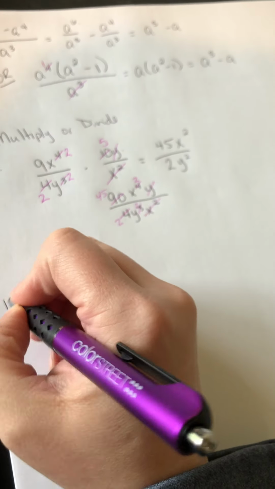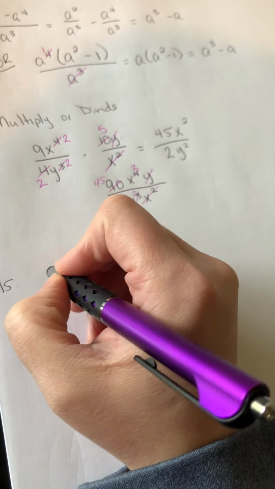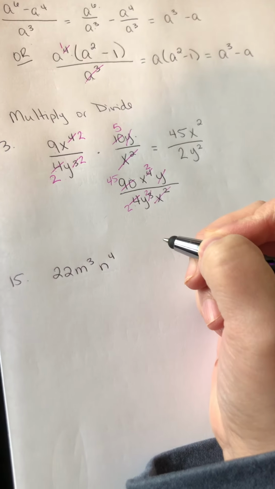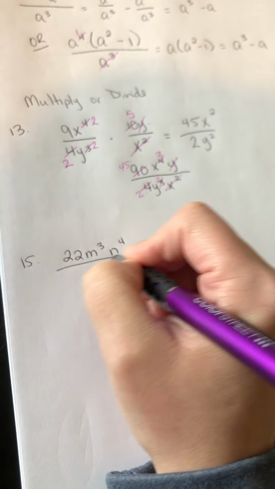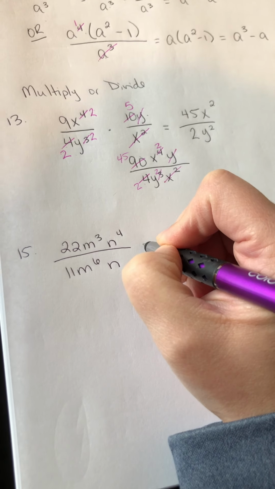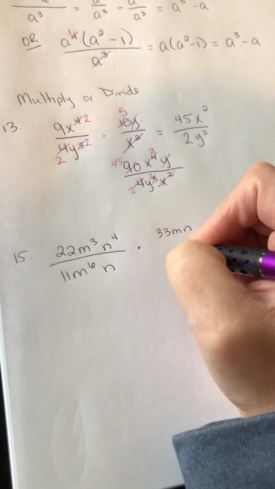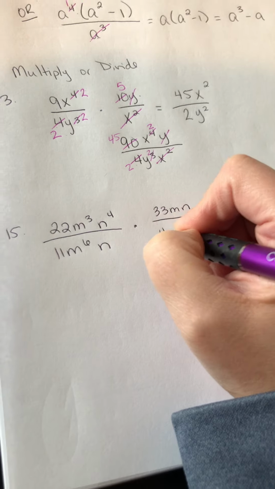So number 15, we have 22m cubed n to the fourth divided by 11m to the sixth n times 33mn divided by 4mn cubed.